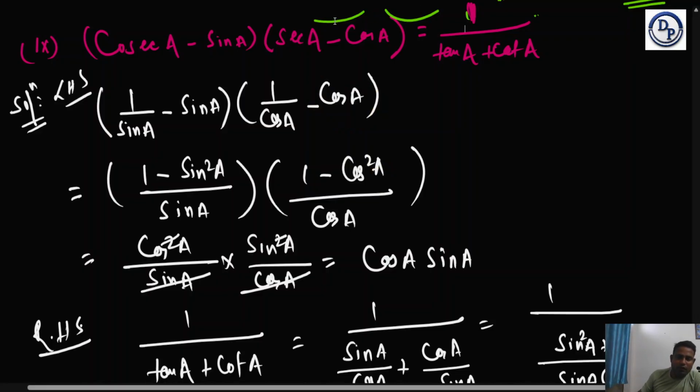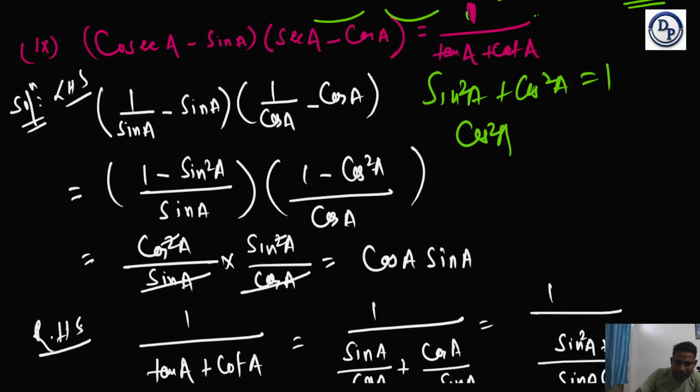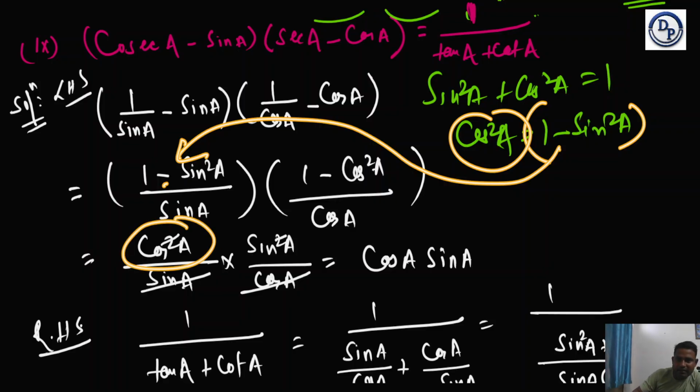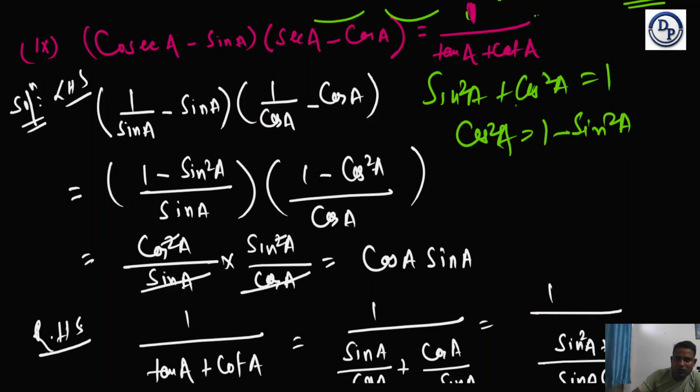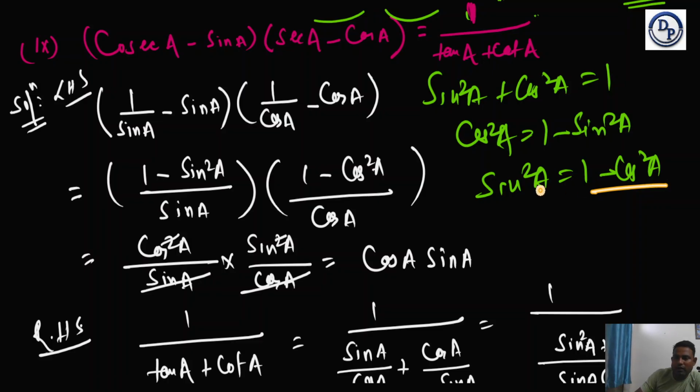Now we know the identity that sin square A plus cos square A gives us 1. Several times I iterated it. Now again I am doing the same. So this 1 minus sin square A can be written as cos square A. So here we have the same thing. Here we can see this 1 minus sin square A is here. So in the place of 1 minus sin square A, I can write cos square A, which I did here. Similarly, this 1 minus cos square A can be written as sin square A. So here as well, you can see this 1 minus cos square A is present here. So we replaced it by sin square A.